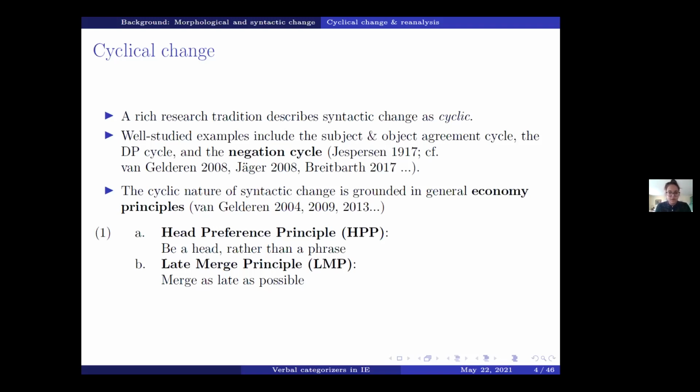I'm citing here the ones proposed by Elly van Gelderen in a lot of work, but of course there are other formulations. Van Gelderen proposes the head preference principle, be a head rather than a phrase. That one's not going to be important for us today, but the second one, the late merge principle, is the one that I think underlies many of these changes in derivational morphology that we see in the older Indo-European languages. And that says merge as late as possible.